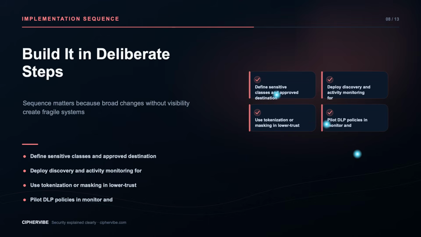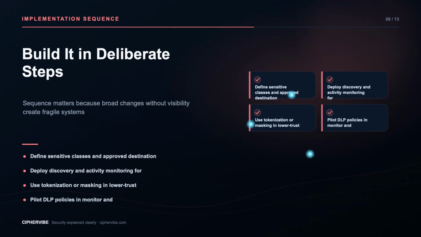Implement this layer in a sequence that preserves evidence and limits blast radius. First, define sensitive classes and approved destination patterns. Second, deploy discovery and activity monitoring for priority stores. Third, use tokenization or masking in lower trust workflows. Fourth, pilot DLP policies in monitor and user guidance modes. Fifth, enforce high-confidence blocks with exception and response paths.